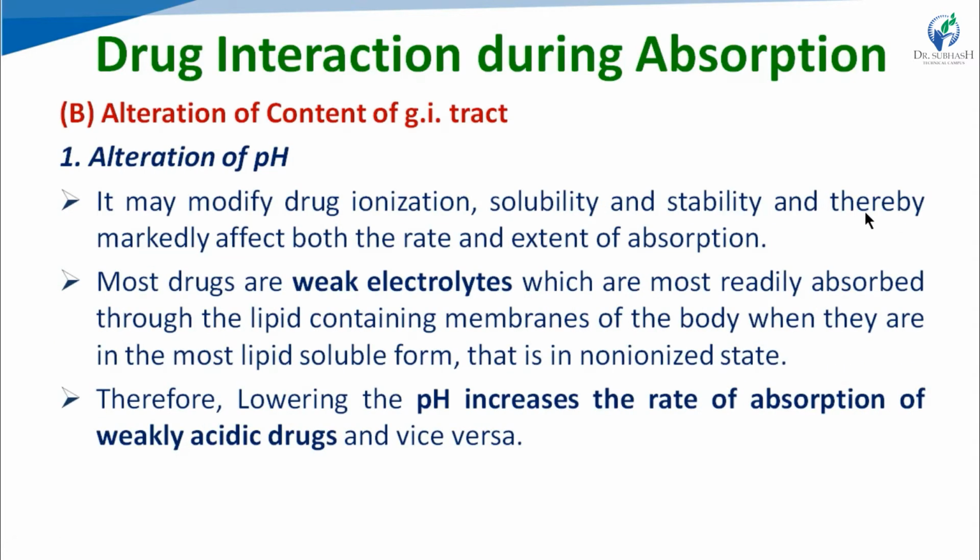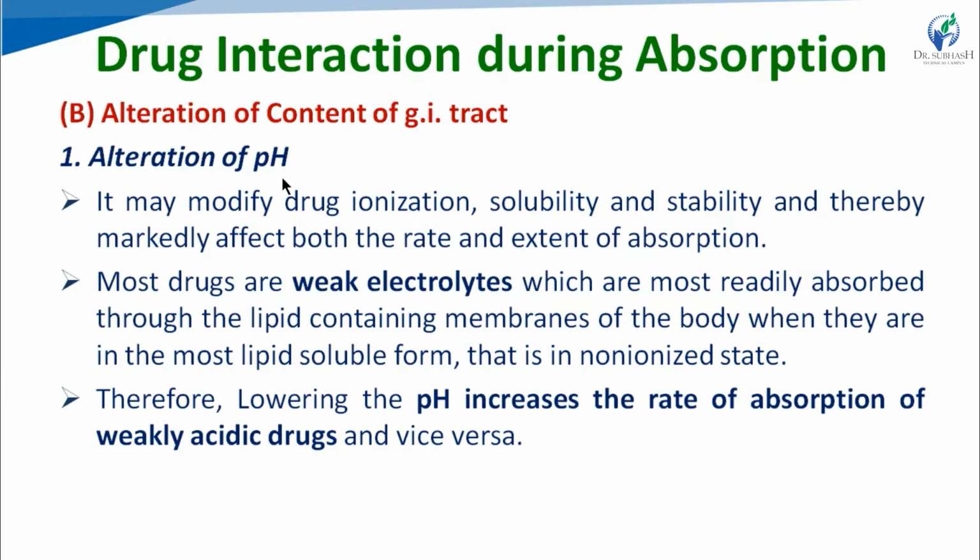Then alteration of content of the GI tract. Now as a content we need to consider, the very first thing, the alteration of pH. देखिए pH का भी बहुत बड़ा रोल होता है. pH अगर हम stomach के लिए consider करें तो generally the pH of the stomach will be on the acidic side, nearly 1 to 3. अगर हम intestine को consider करें तो intestine की pH is nearly 6 to 8. That will be near the basic side.